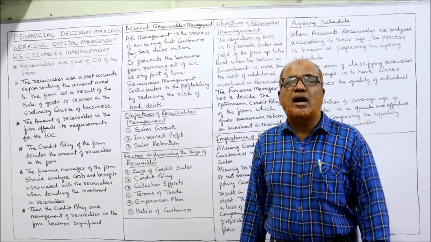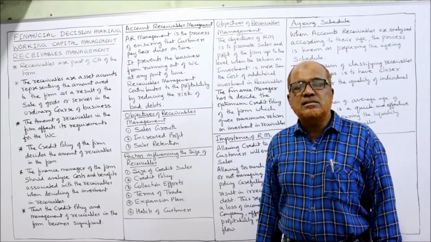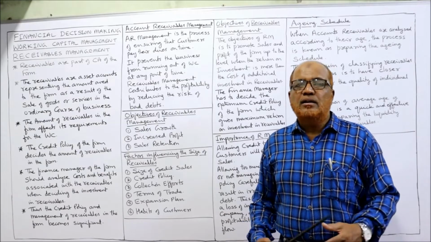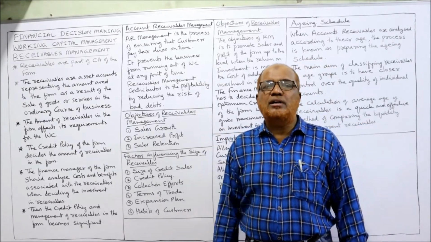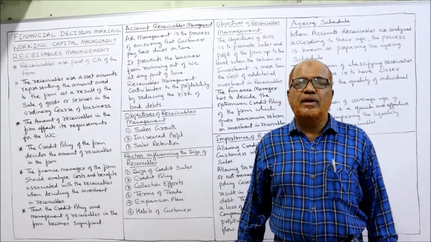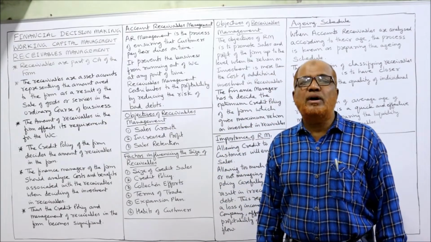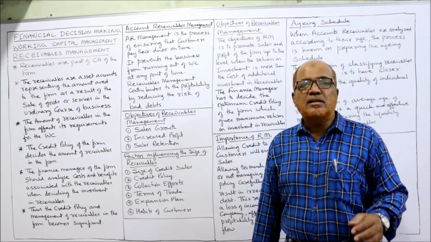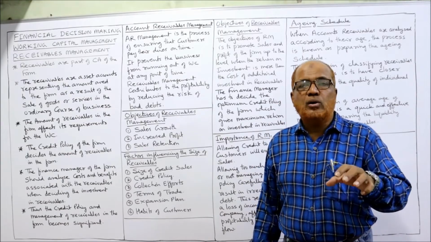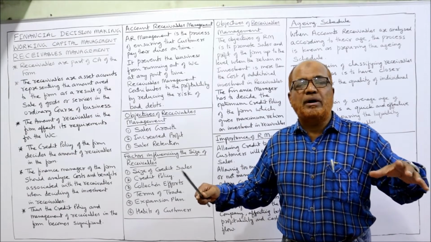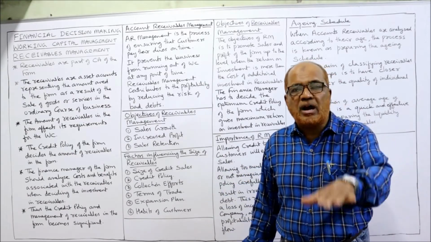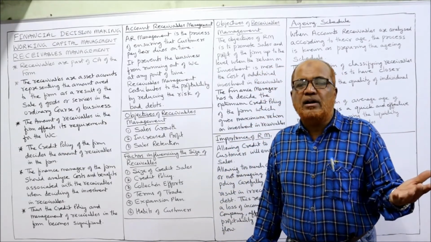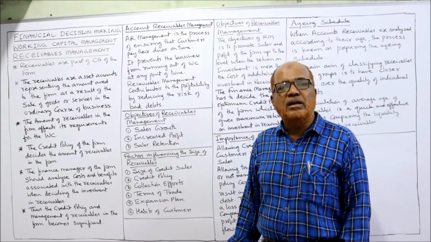But the problem is regarding bad debts. Bad debts means irrecoverable debts. It is not certain that whatever goods we sell on credit, 100% will be recovered. There may be some customers who may not pay the amount, that is called bad debts. So bad debts have to be controlled. How to control? A number of steps are there. By following those steps, we will try to minimize the bad debts. So if we minimize the bad debts, definitely our profit will be more by investing the money in receivables.